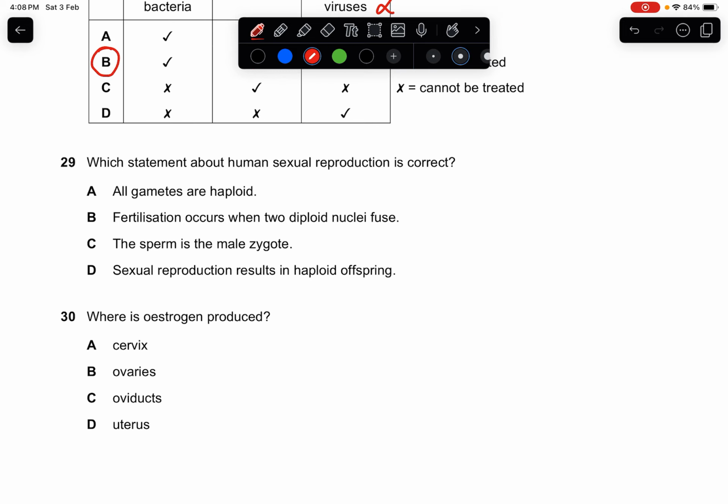Question 29. Which statement about human sexual reproduction is correct? All gametes are haploid. Maybe that could be correct. Fertilization occurs when 2 diploid nuclei fuse. No, it should be haploid. The sperm is the male zygote.